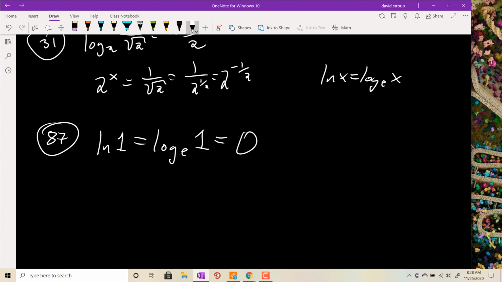Let's try number 91. ln of 1 all over e to the 6. Okay, so you're asking e to what power equals 1 over e to the 6, right? So 1 over e to the 6 is the same as e to the negative 6, so it's just negative 6.